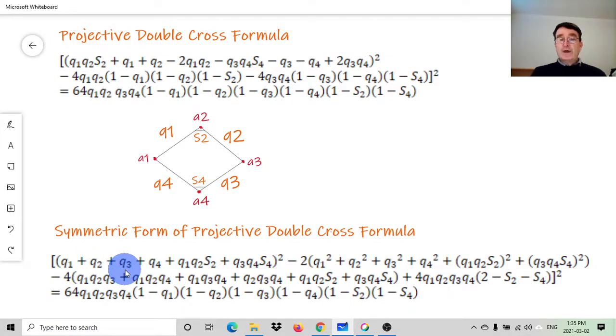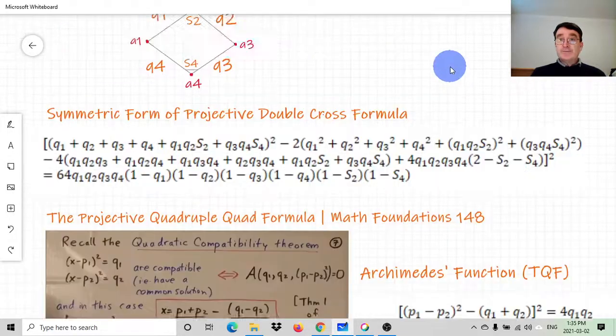Okay, so how do I create these formulas? Well, I followed the material in this course having to do with the projective quadruple quad formula. So I'll present that now, the background material.